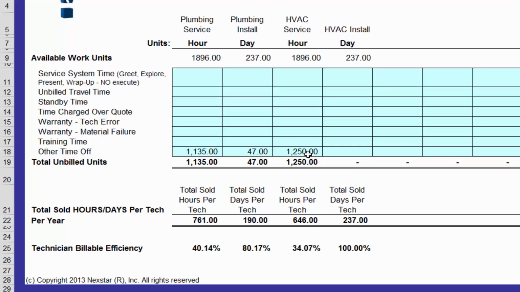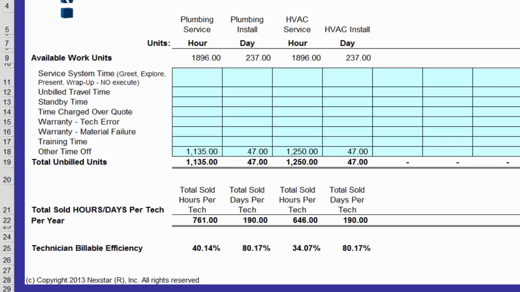Service agreements is the most predictable indicator in the HVAC business. All right, doesn't mean you can't have service agreements for plumbing, but HVAC is where it really counts the most. All right, now install. I'm going to do the same thing here. I'm going to say my install crews are 80% efficient, so I'm going to put another 47 unsold days in there of available days, and now I'm at 80% efficient. So that is how we identify our efficiency.